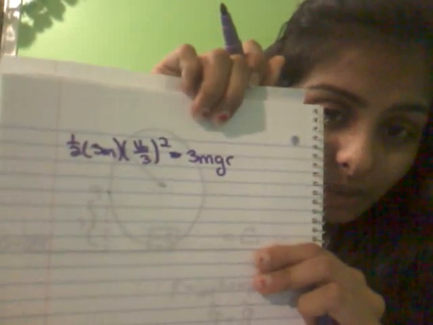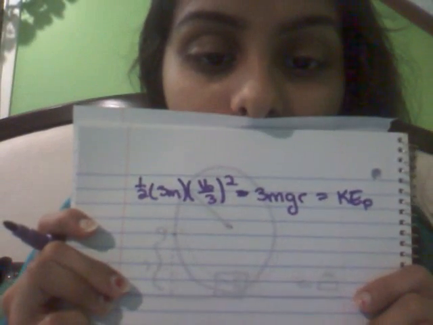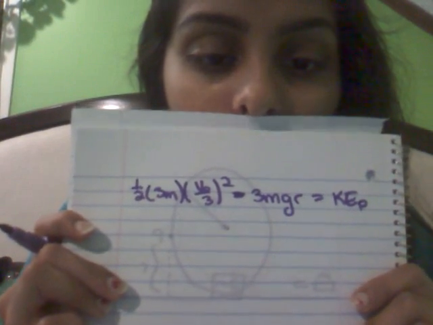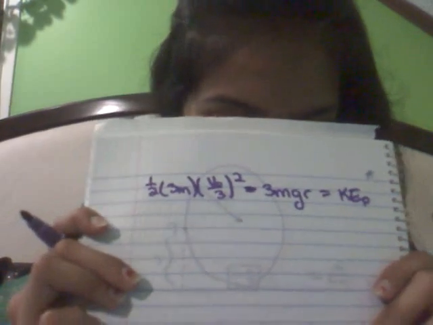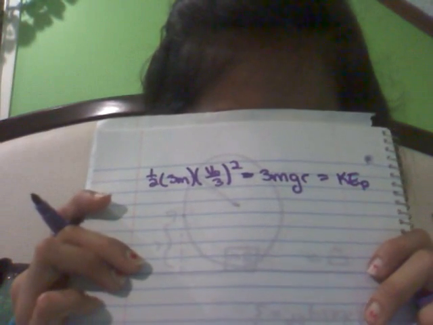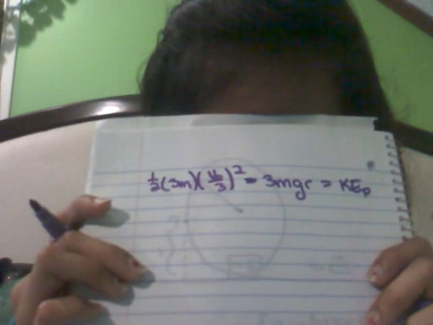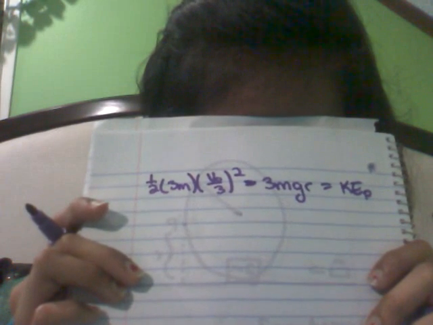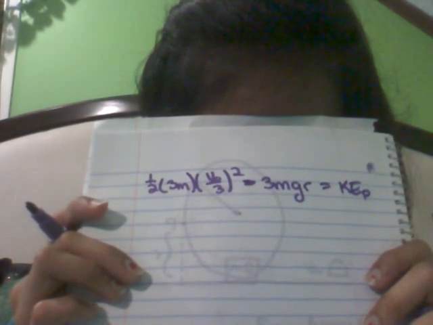Alright, so we're going to have minus 3mgr is going to be equal to the KE at P. So that's our equation. Basically what we're doing now is we're going to solve that out, I believe. Yep. Alright.